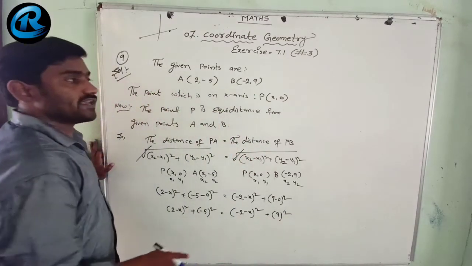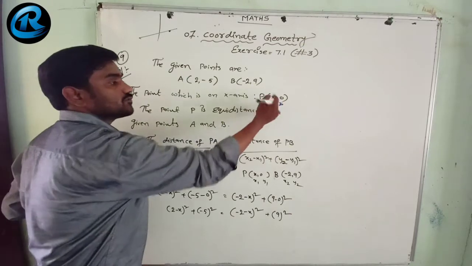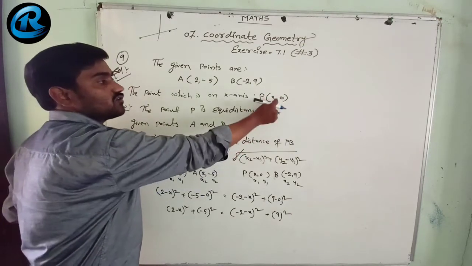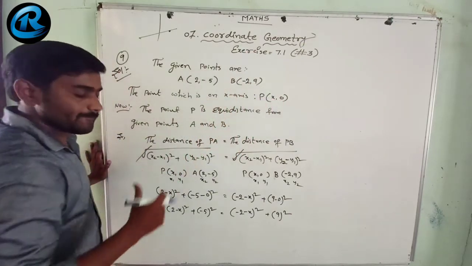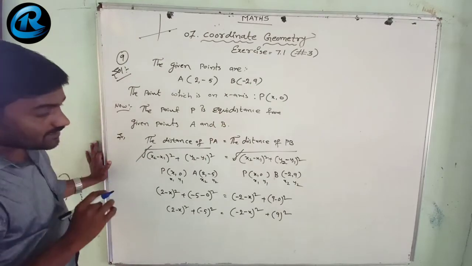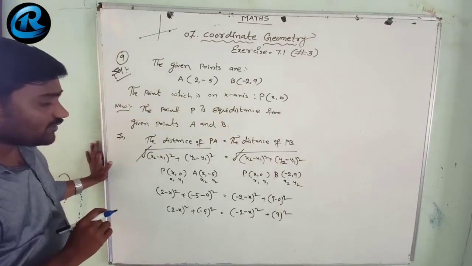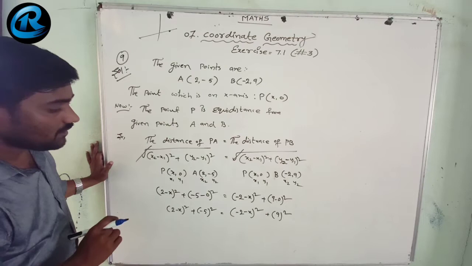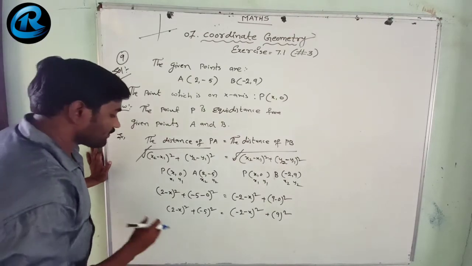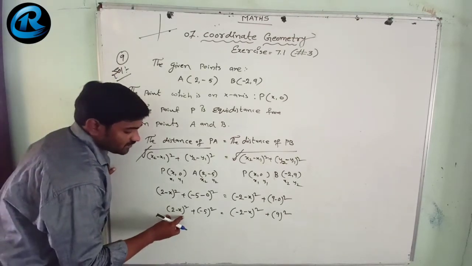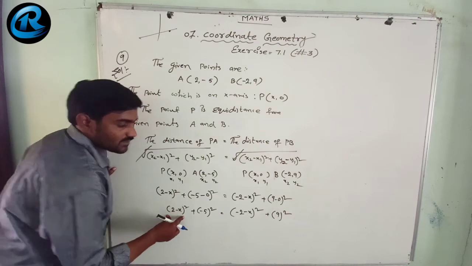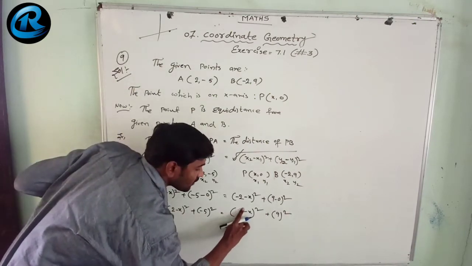Simple, we need to find the x value. If we substitute the x value here, we get the point. If the x value is 5, then 5 comma 0 is the point. Now see, what can we do? Very simple. It is in the form of a minus b whole square. This minus 2 I will write like this.